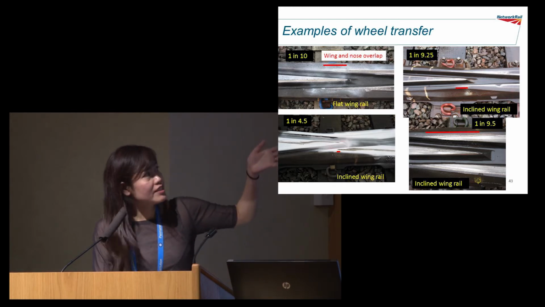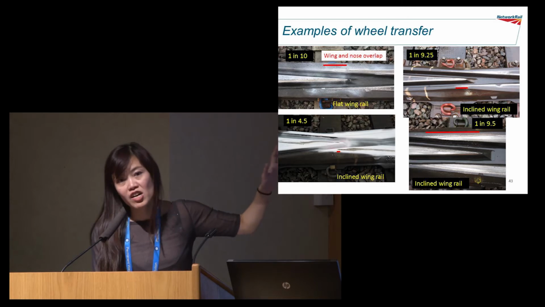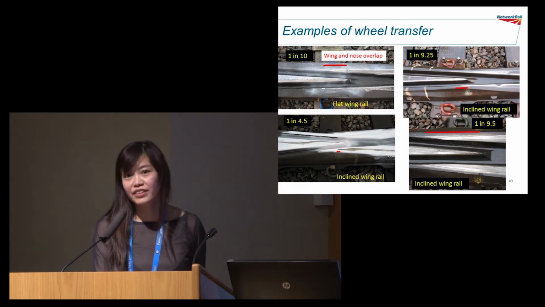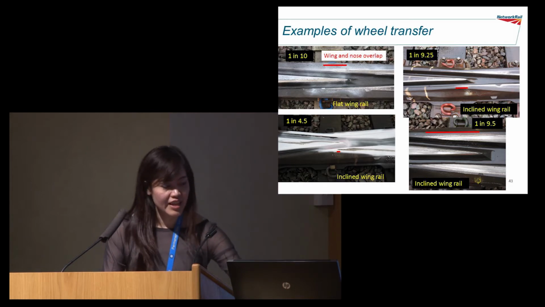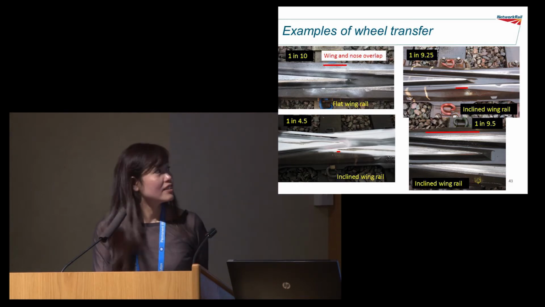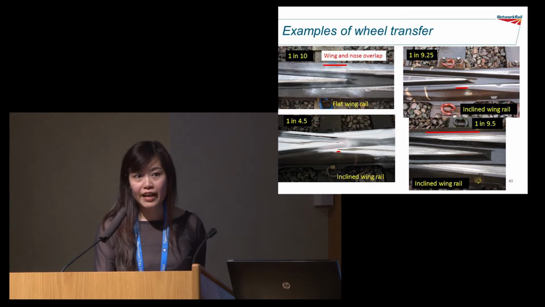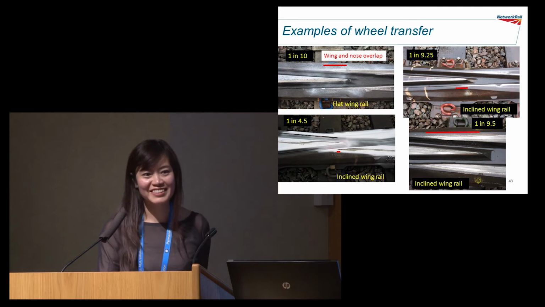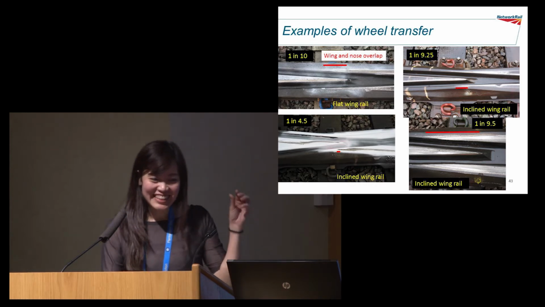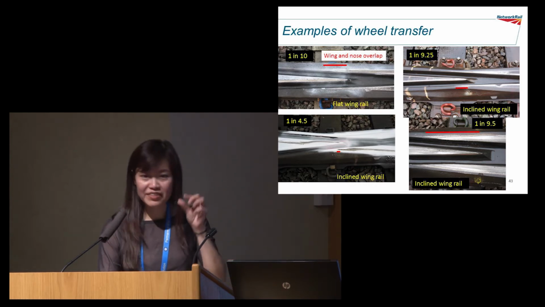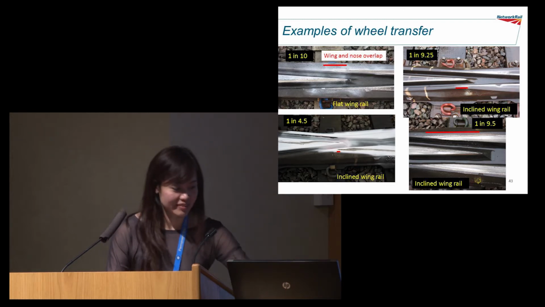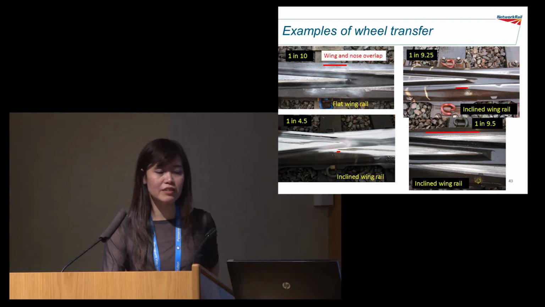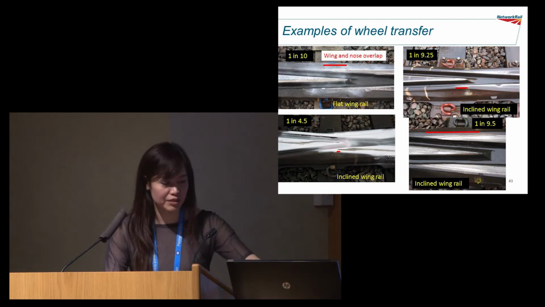On the right, you can see the two designs. They're similar crossing angles, and they're both inclined designs, but the transfer length is very different. The top one is a manual crossing, so you can see the wing rail is quite thin. I'm looking into the different types of designs and at what the optimum wing rail design is as well.